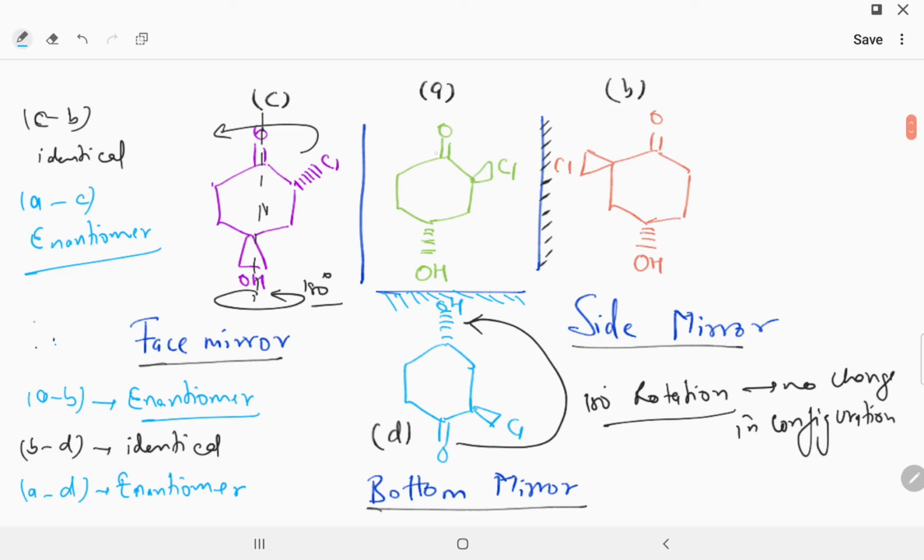Guys, A is the side mirror image of B, A is the front mirror image, the face mirror image, of C, and A is the bottom mirror image with D also. So these are the mirror images of A, side, face, bottom, but in the examination they are given to you in different configurations, so you have to identify the relation. When this type of ring system comes in the examination, by the help of this 180 degree rotation you can identify the configuration: it is identical, it is an enantiomer, it is a diastereomer.